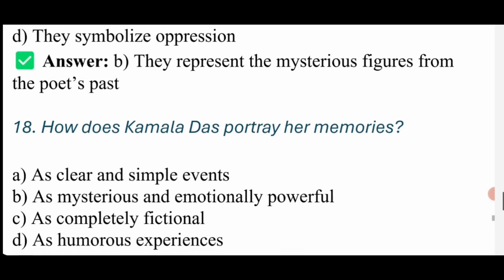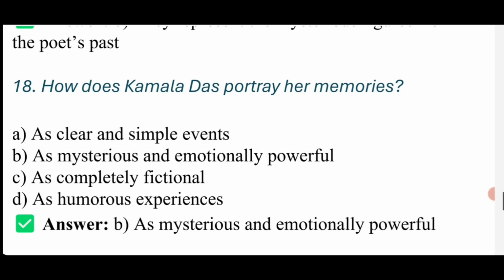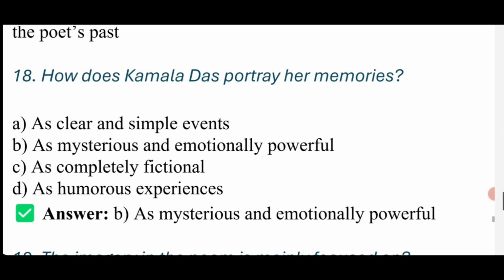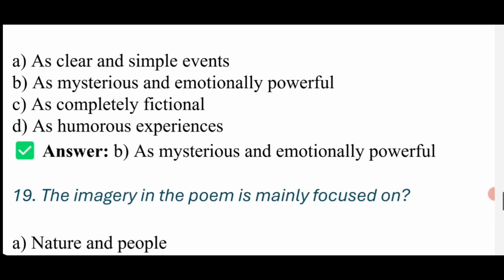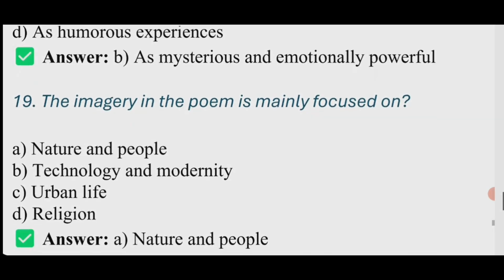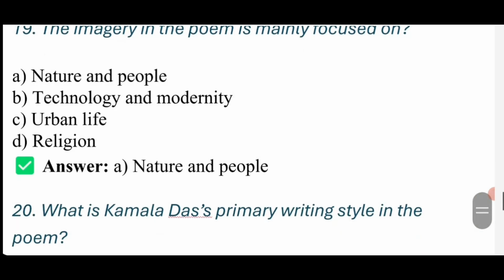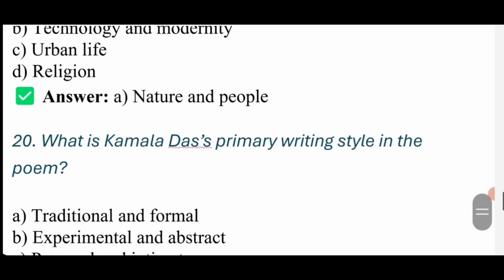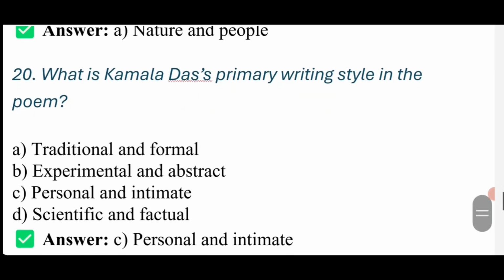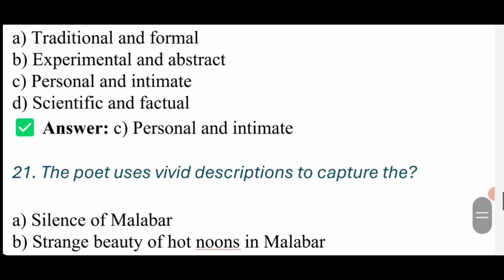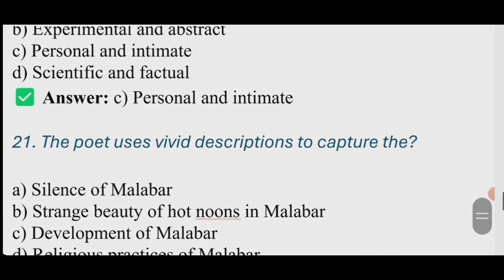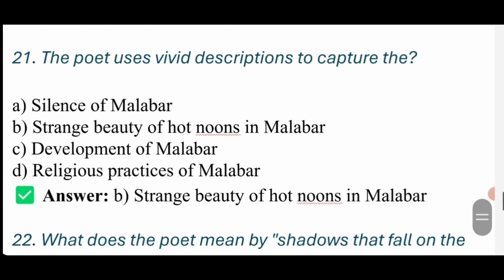How does Kamala Das portray her memories? She portrayed them as mysterious and emotionally powerful. The imagery in the poem is mainly focused on what? Nature and people. What is Kamala Das' primary writing style in the poem? It's personal and intimate. The poet uses vivid descriptions to capture the strange beauty of hot noons in Malabar.